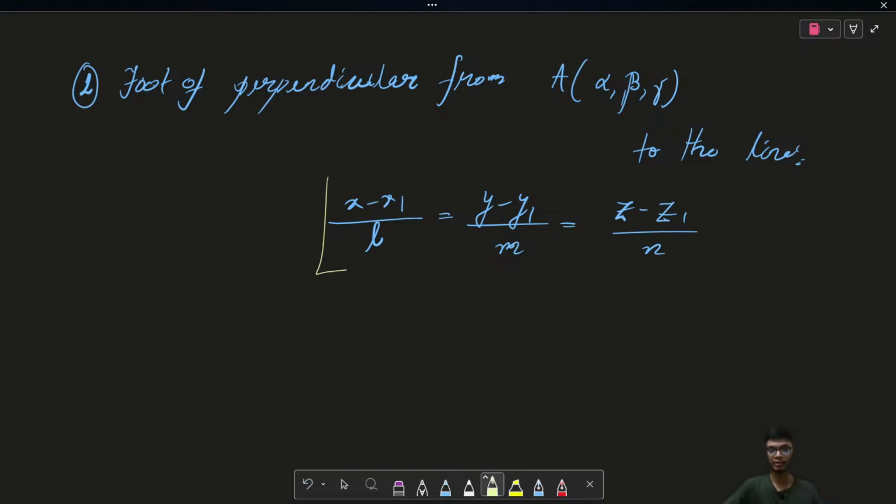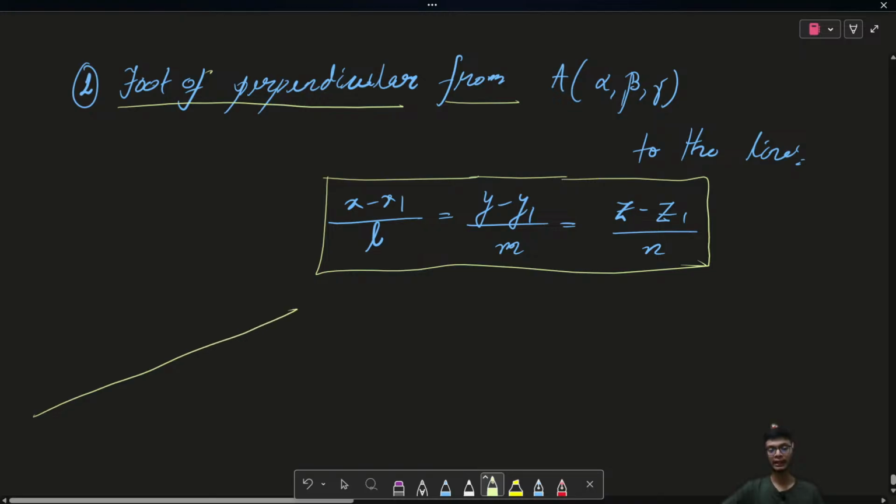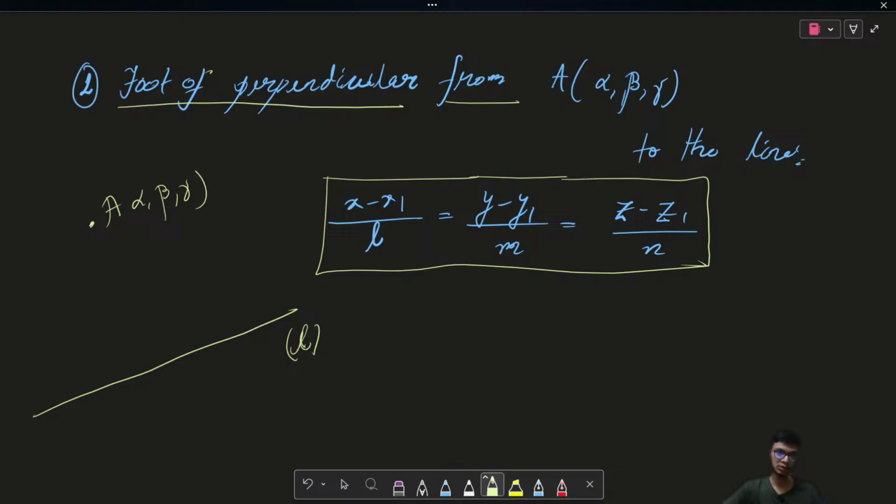So let us have this as my line, and the point A is the given point, from which I have to find my foot of perpendicular to this particular line. So how am I going to solve this problem? It's fairly straightforward. Let us first analyze the situation. This is my line in three-dimensional space, and this is my point A, alpha comma beta comma gamma. And from here I have to project, or drop, a perpendicular line like this.